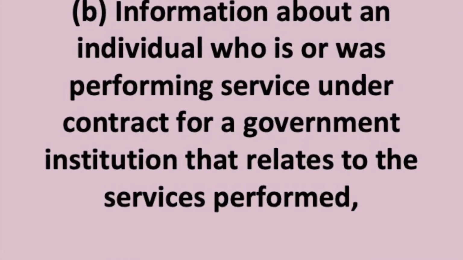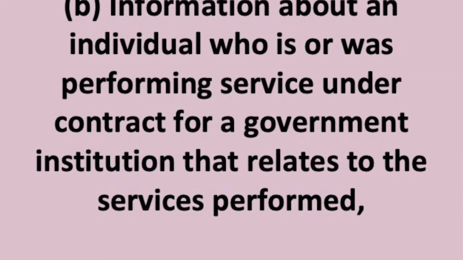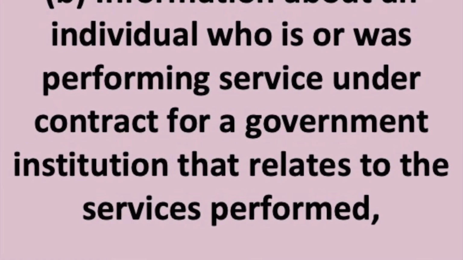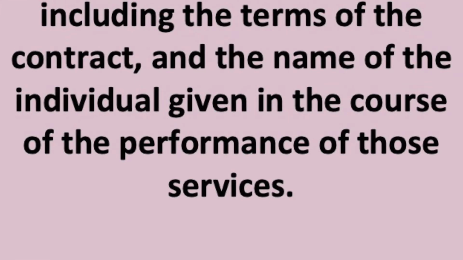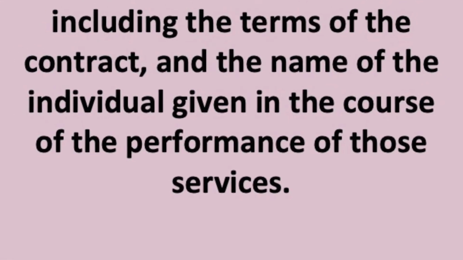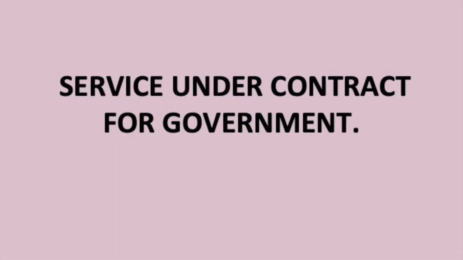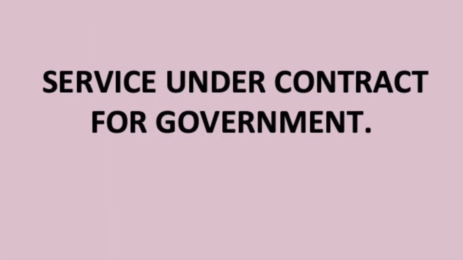B. Information about an individual who is or was performing service under contract for a government institution that relates to the services performed, including the terms of the contract, and the name of the individual given in the course of the performance of those services. We can summarize this as service under contract for government.